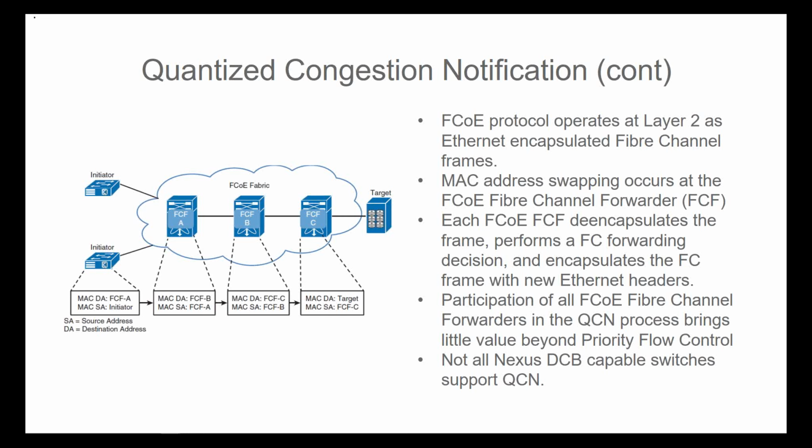Not all Nexus switches are capable of supporting QCN because it doesn't have a lot of value added when compared to priority flow control. Since it's already going to be doing the MAC address swapping, priority flow control goes hop by hop, whereas with QCN, if it goes to an intermediary switch, because of MAC swapping it's going to hit the very next intermediary switch regardless. It can't go back to the source.